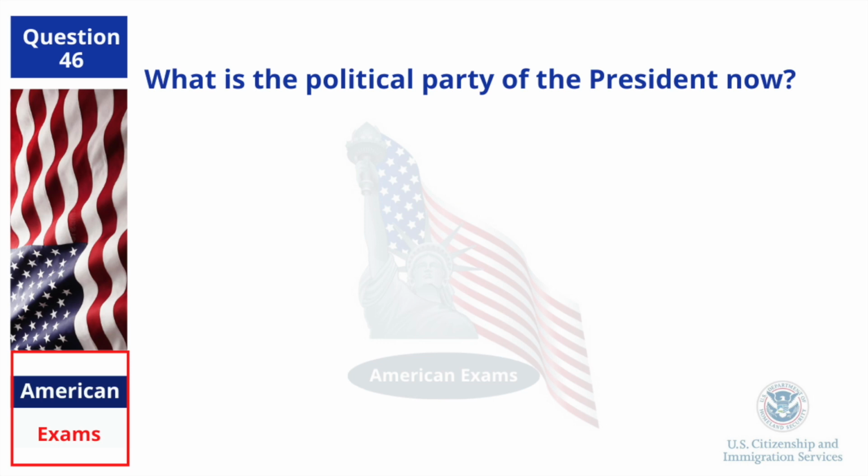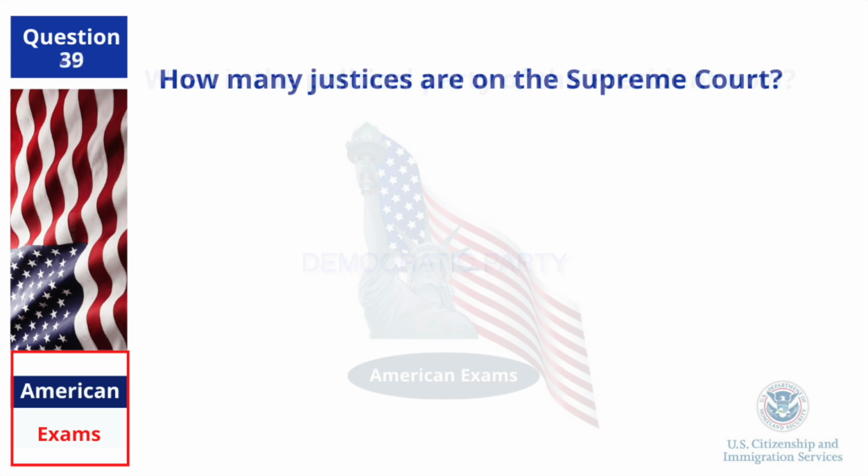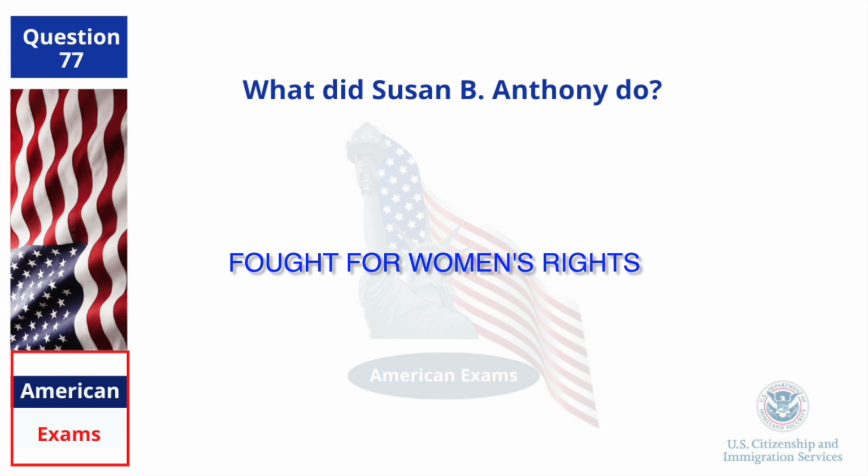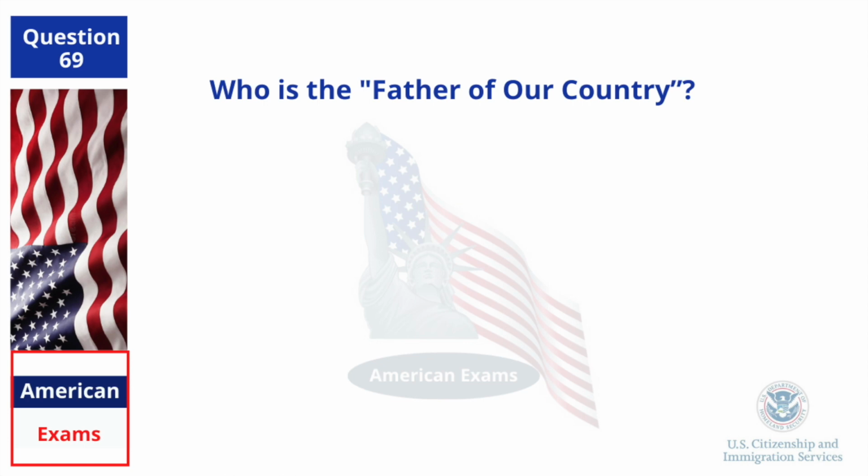What is the political party of the president now? Democratic Party. How many justices are on the Supreme Court? 9. What did Susan B. Anthony do? Fought for women's rights. Who is the father of our country? George Washington.